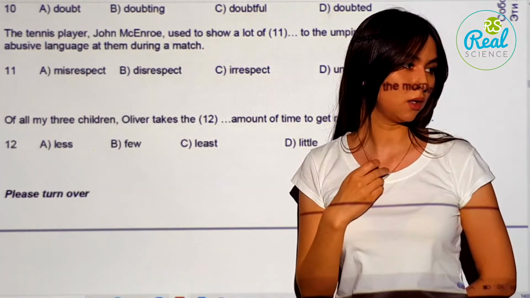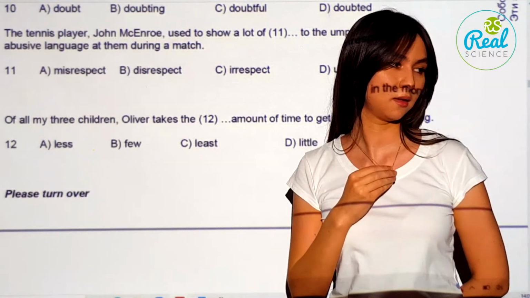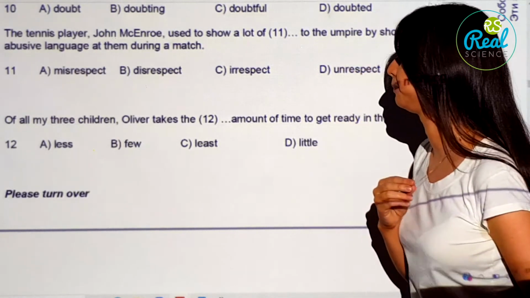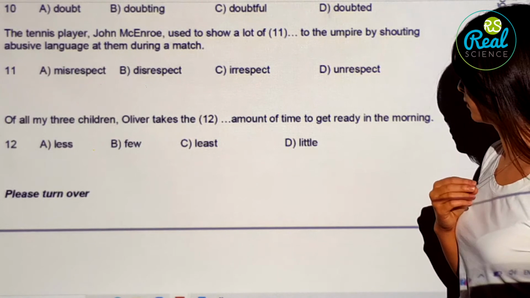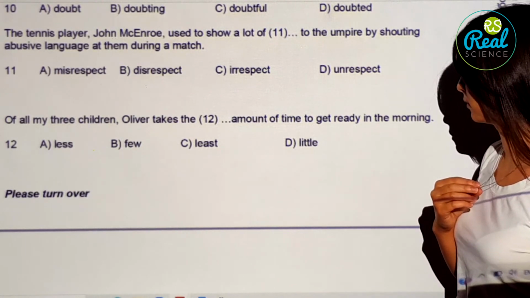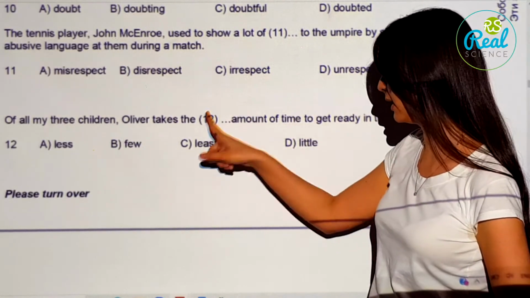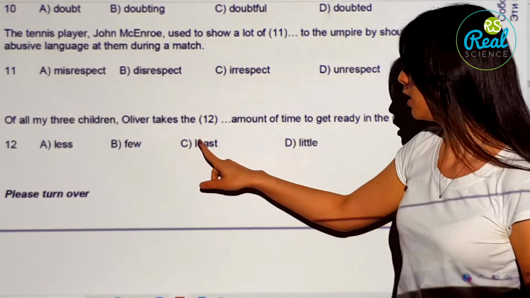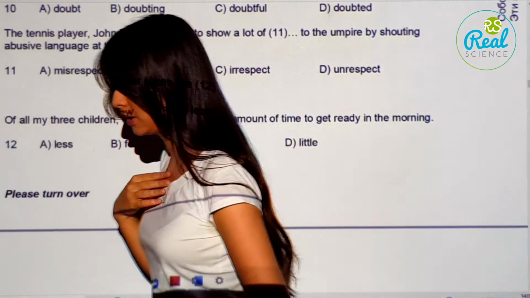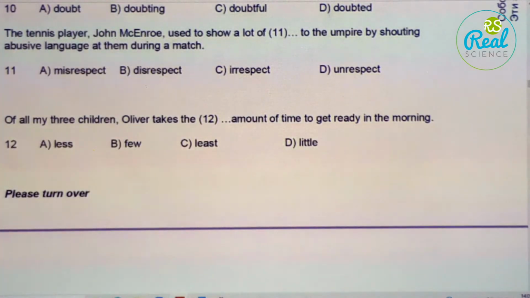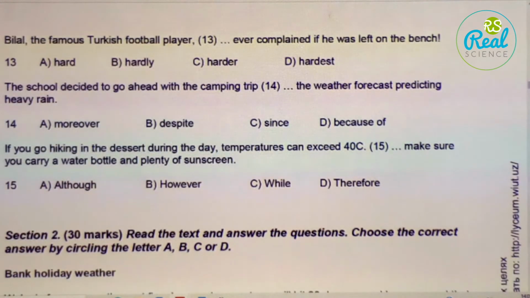Aslidin, can you read? Of all my 3 children, Oliver takes the least amount of time to get ready in the morning. Okay, very good. So here we use the least because here we have the keyword the. Okay, nice.